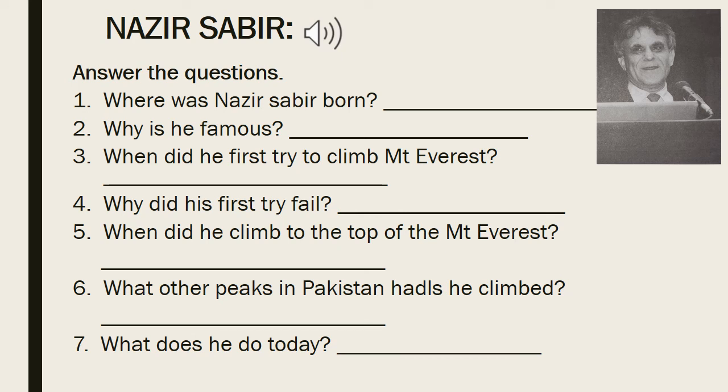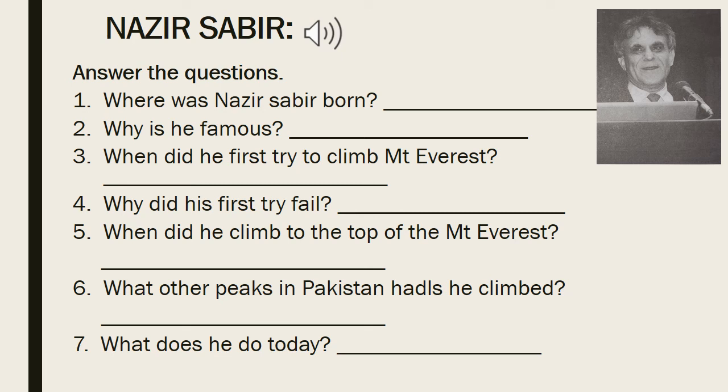Nazir Sabir has also climbed 4 of the 5 highest peaks in Pakistan: K2, Gasherbrum 1, Gasherbrum 2, and Broad Peak. There are a few very high peaks in Pakistan, and they are K2, which as you know is the second highest mountain of the world, Gasherbrum 1, Gasherbrum 2, there are two Gasherbrum peaks, and then we have Broad Peak. These are the highest peaks that Nazir Sabir climbed.